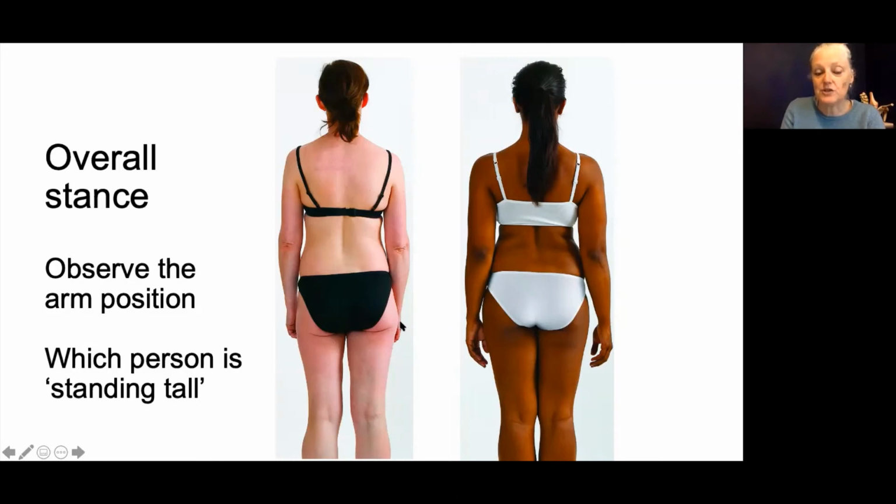And you can practice this yourself. If you stand upright and you form a kyphotic posture, you protract your shoulders, look at what happens to your hands. One of them will come in, or both of them will come in front of your thighs.